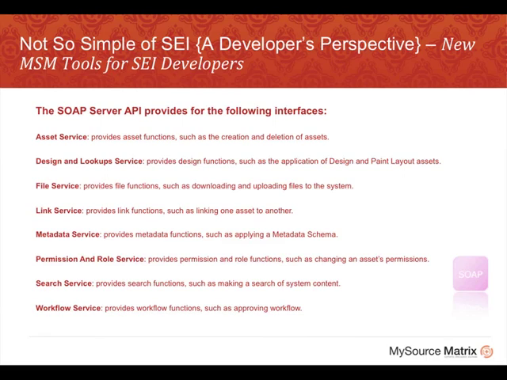Link service, the ability to move links within Matrix, so relinking content throughout the system. The metadata service, applying and removing metadata to assets and updating metadata content. Permissions and roles, obviously working to apply the appropriate permissions and roles or remove the appropriate permissions and roles from assets. Search service, the ability to search Matrix through the SOAP server API.